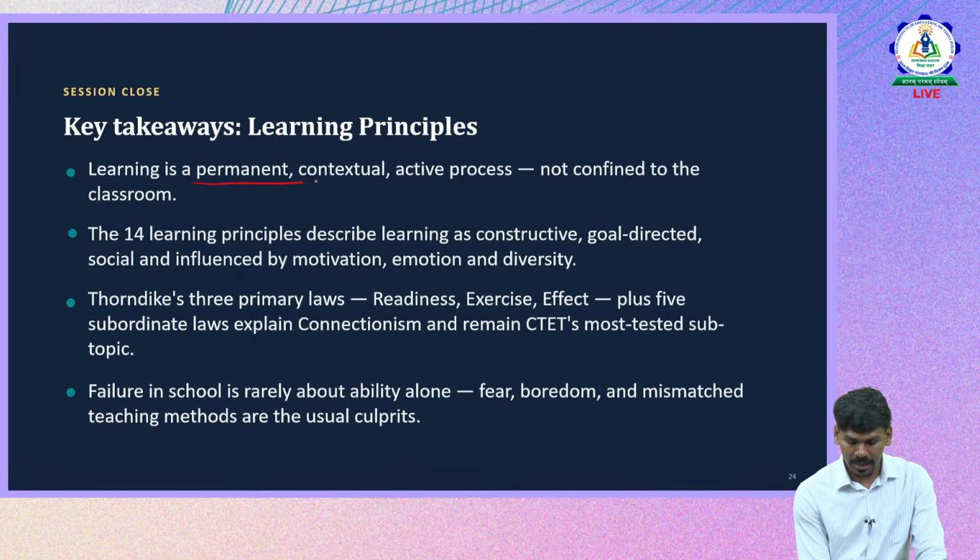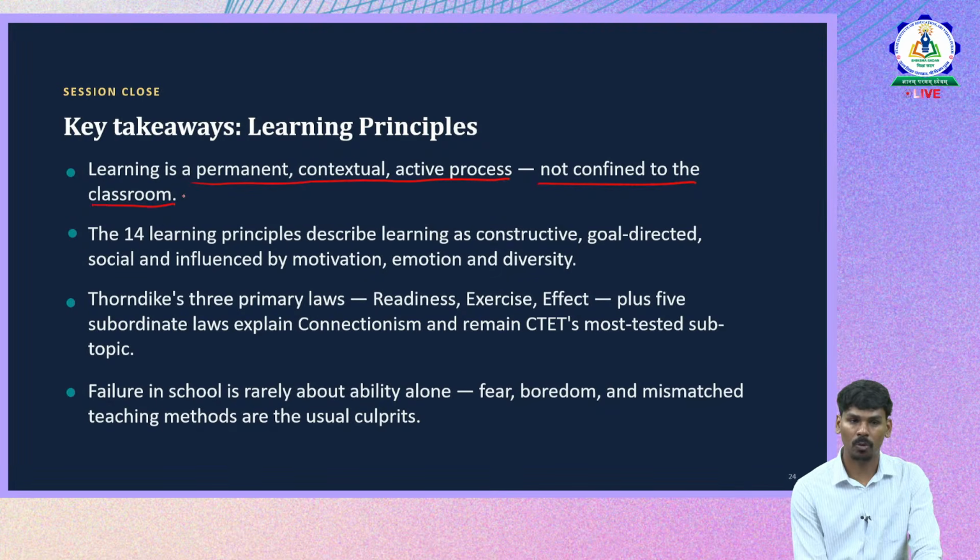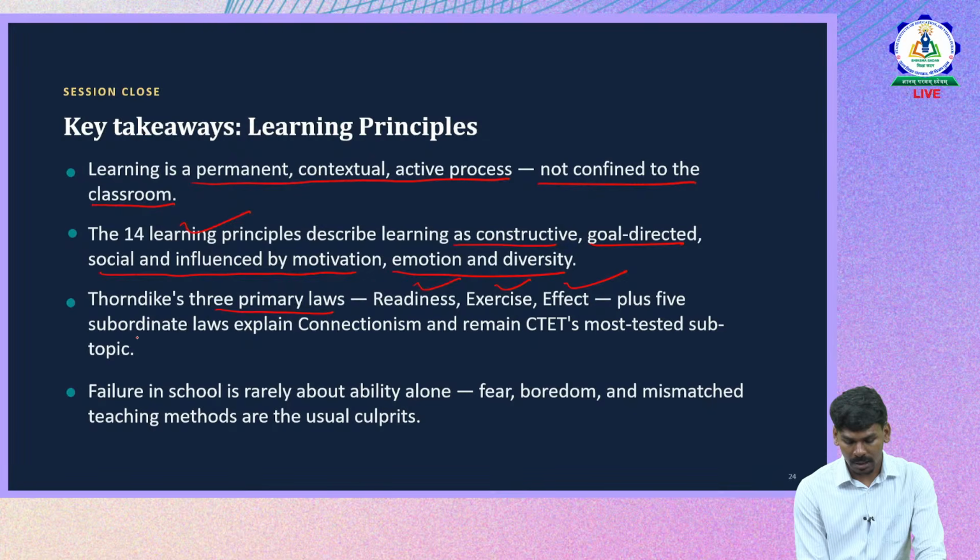Learning is a permanent, contextual and active process and is not only confined to the classroom, it can happen outside the classroom also. There are 14 principles that we have discussed today, which say that learning is constructive, goal-oriented, social and influenced by motivation, emotion and diversity. Then we have also seen Thorndike's 3 primary laws, the law of readiness, the law of exercise and the law of effect. Right? Plus 5 subordinate laws that explain connectionism and remain CTET's most tested subtopic.